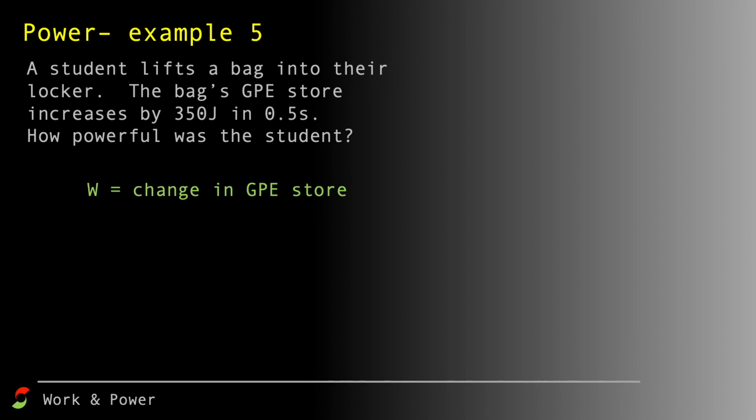350 joules. So remember that work is done when energy changes from one store to another. So gravitational potential energy store is changing here, and it changes by 350 joules. So that's the amount of work done. Now we can go power, work done over time, substitute in, answer of 700 watts. Don't forget to set your work out when you're doing these.